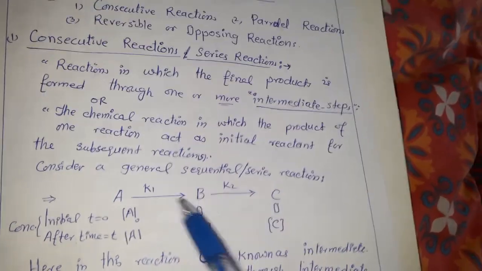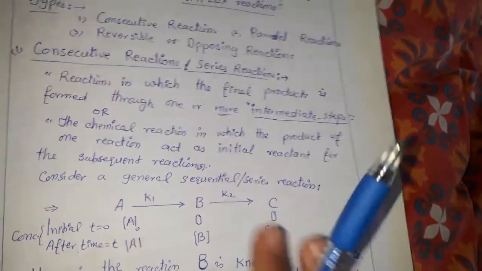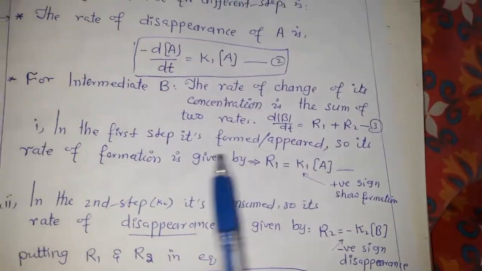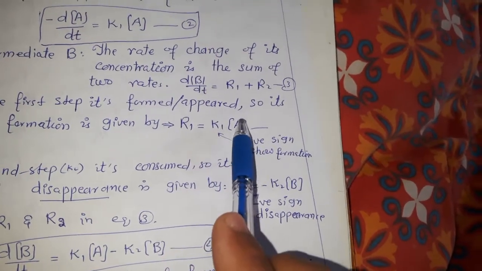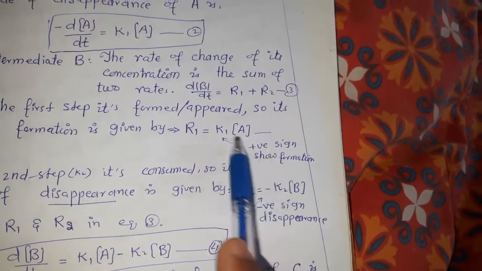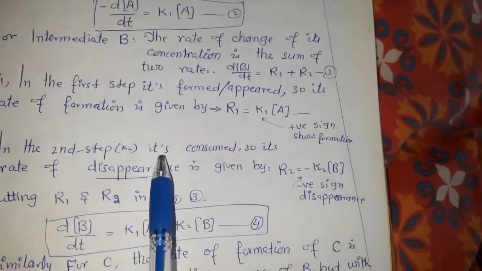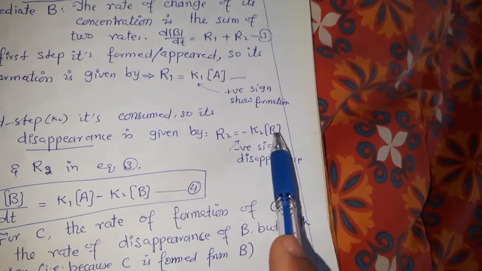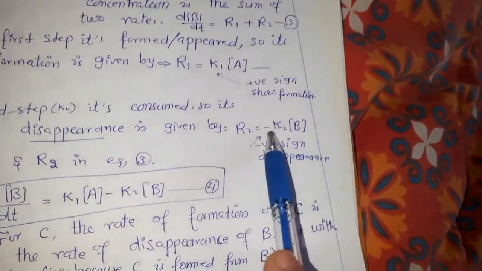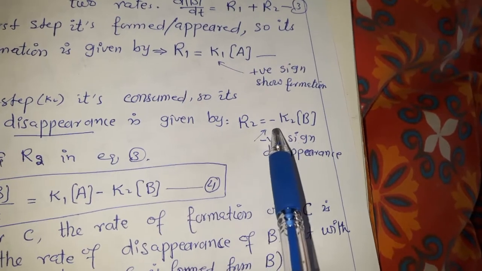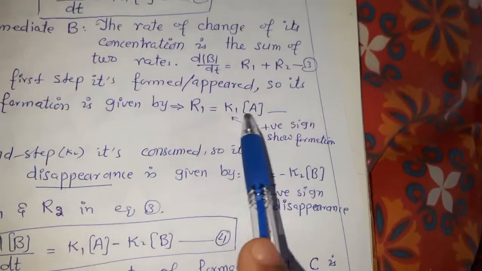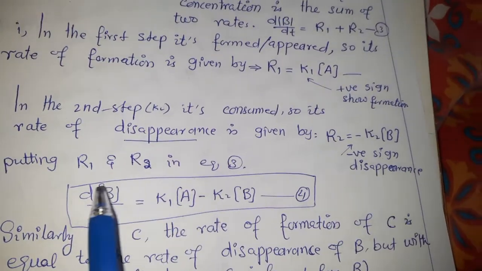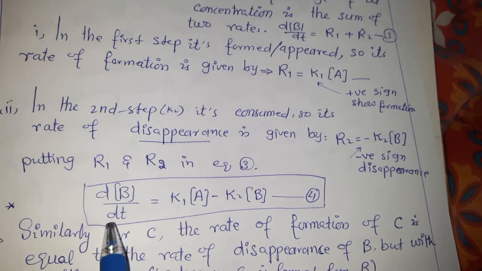So its concentration is increasing in the first step and decreasing in the second step. So this will be the sum of two rates. In the first step it is formed, so its rate is proportional to the concentration of A, with a positive sign because its concentration is increasing. In the next step it is consumed, so its rate is proportional to the concentration of B, with a negative sign showing the decrease in concentration. Just putting the values of R1 and R2 in equation 3, we get the overall rate of change of concentration with respect to time.